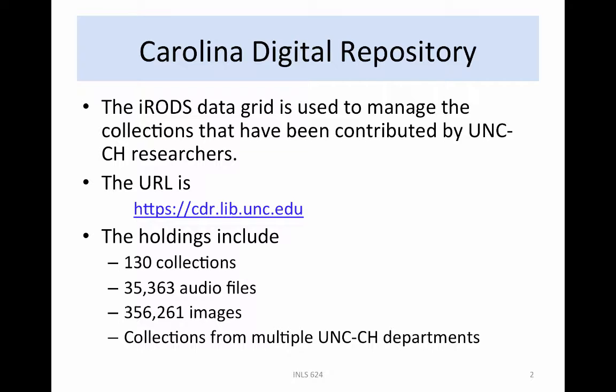Representative collections include master's papers from SILS, electronic theses and dissertations, Southern Folklife Collection digital files, research laboratories of archaeology, and Carolina Planning Journal. Access controls are enforced for protected material. A total of 130 collections are managed, comprising more than 356,000 images and 35,000 audio files. The URL is cdr.lib.unc.edu. The SILS Masters Papers collection contains 1,807 papers.